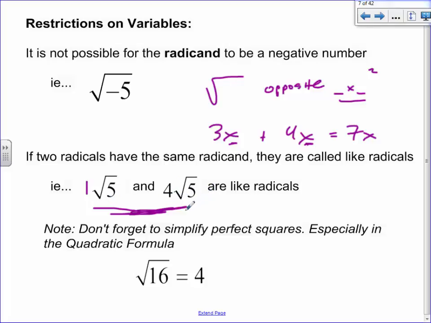Sometimes I'll say, you have 1 of something, you add 4 of something. It means that if you added them, you'd have 5 of something. Our something is a root 5. So you can put them together if they have like radicals, but they have to be the same. If I gave you a root 5 and 2 root 3, they cannot go together. That's like the apples and oranges analogy. You can't add them together.